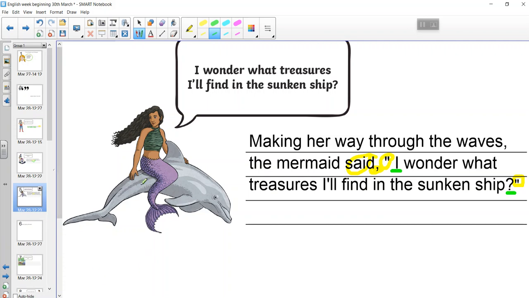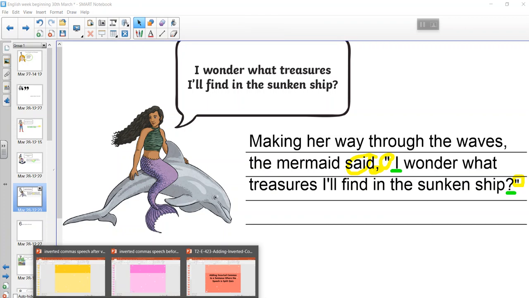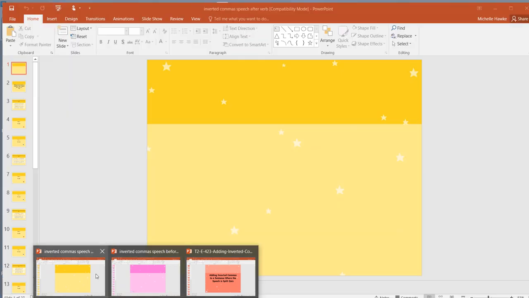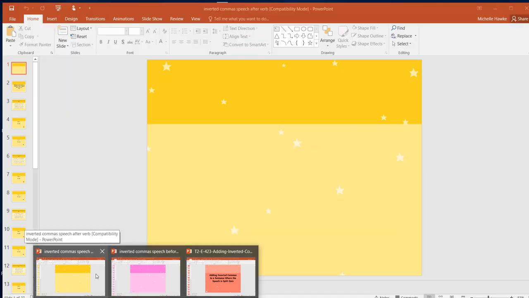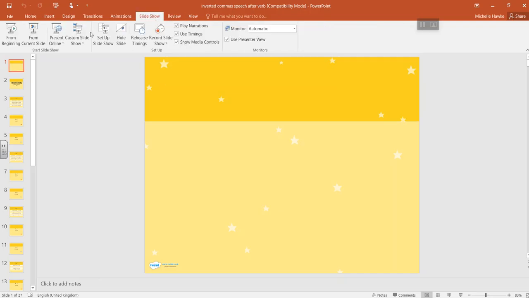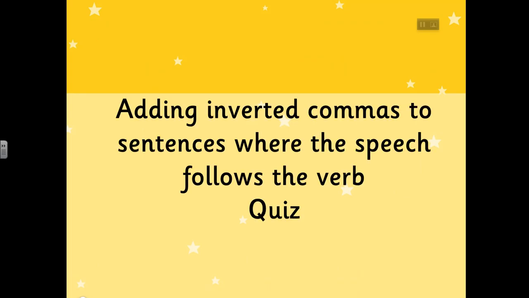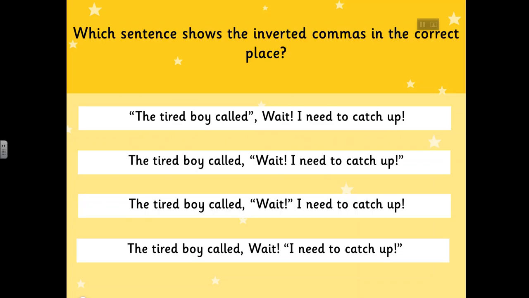We're going to have a look at a little quiz, see how we get on with this. So from the beginning, we're going to look at where is the correct punctuation. So add inverted commas to sentences where speech follows the verb, which is what we've been doing. The speech comes after the verb. Here's the quiz. Which sentence shows the inverted commas in the correct place? So I'll read it to you, see if you can hear the correct punctuation.